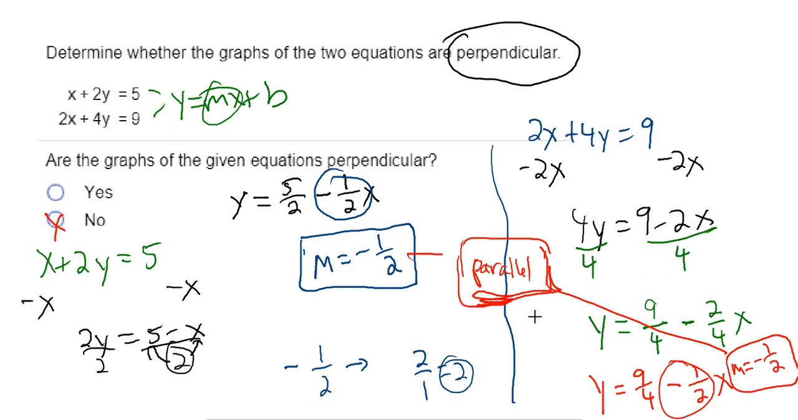Okay. So that is the end of section 2.5 on graphing linear equations.